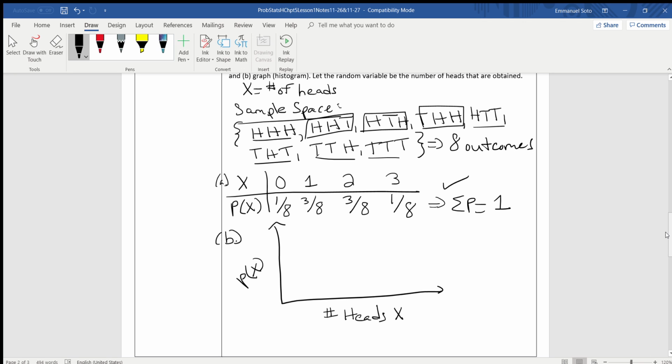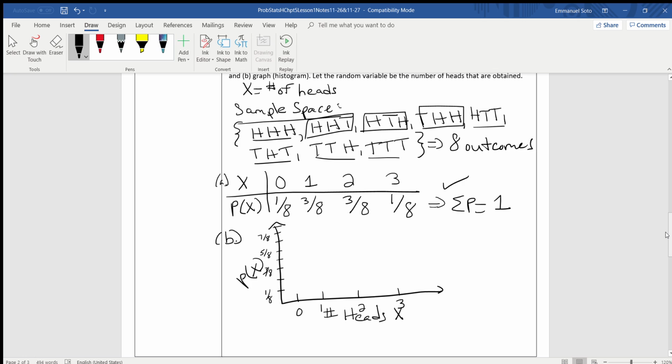Alright, so we can have 0, we can have 1, 2, and 3. Alright, so we have 1 out of 8, so we're going to do 1, 2, 3, 4, 5, 6, 7, 8. So this is going to be 1 out of 8. Then 3 out of 8 over here, 5 out of 8, 7 out of 8. Okay, and then the last one is 8 out of 8.